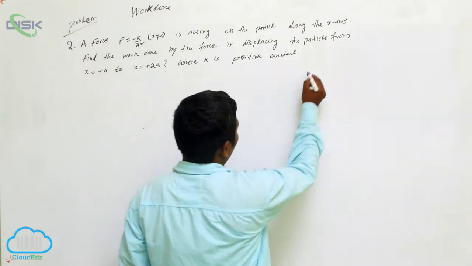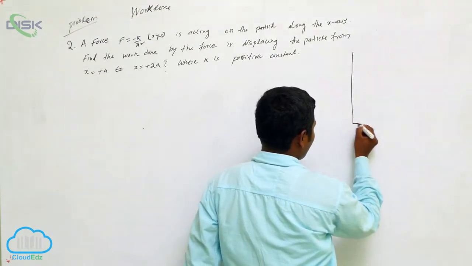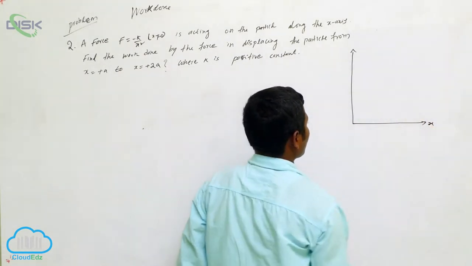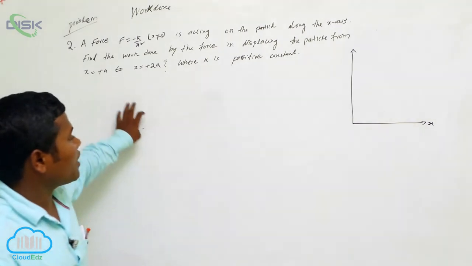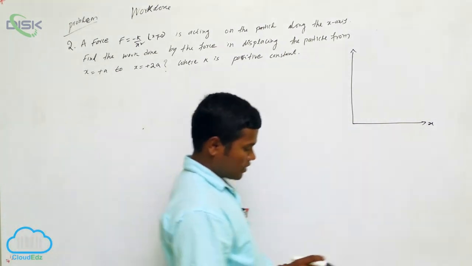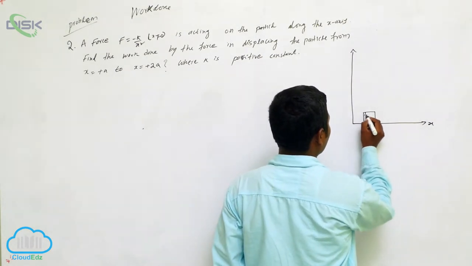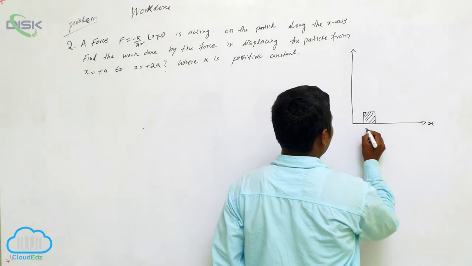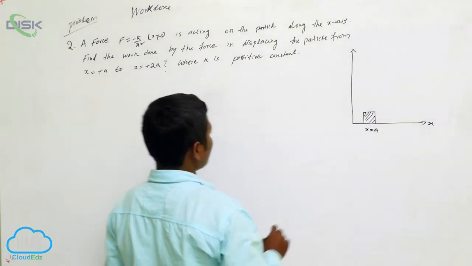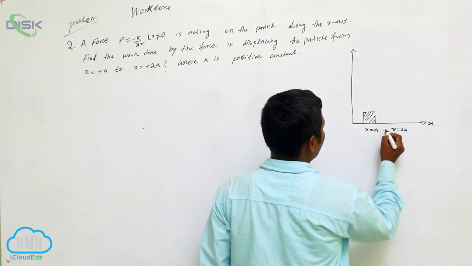See, same thing, we have to draw the diagram again. Is he mentioning the object is at rest? No, he is not mentioning that the object is at rest. It might be somewhere else. What he is saying is X is equal to A, so from where to where? Next, X is equal to 2A. Like that he is telling.